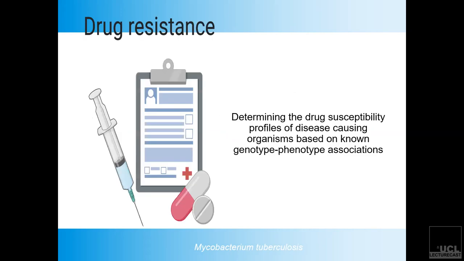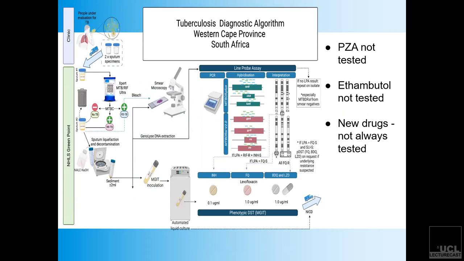So yeah, NGS is now used for interrogating the DST profiles, to see what those mutations are, like I mentioned earlier, that have an association with resistance. Next slide.